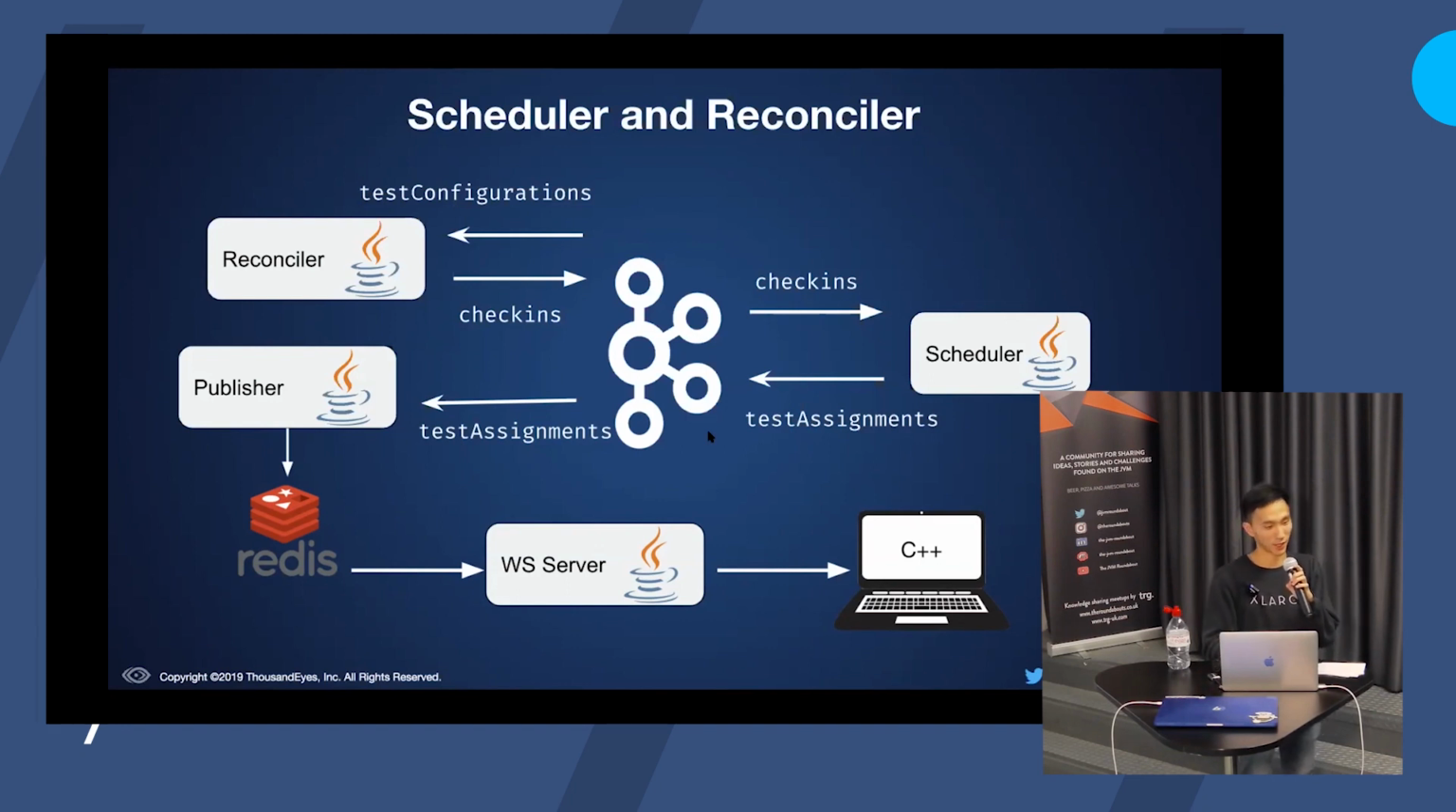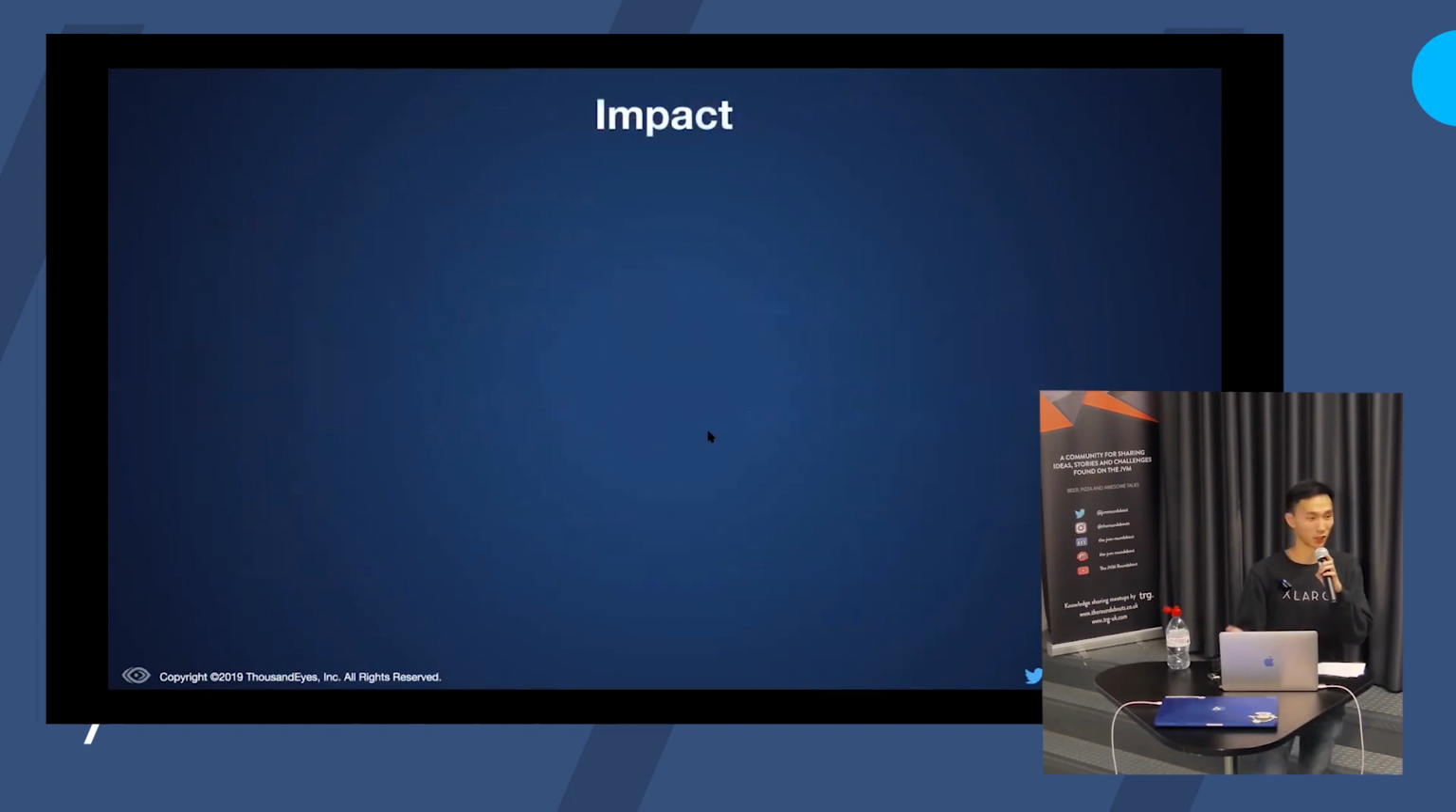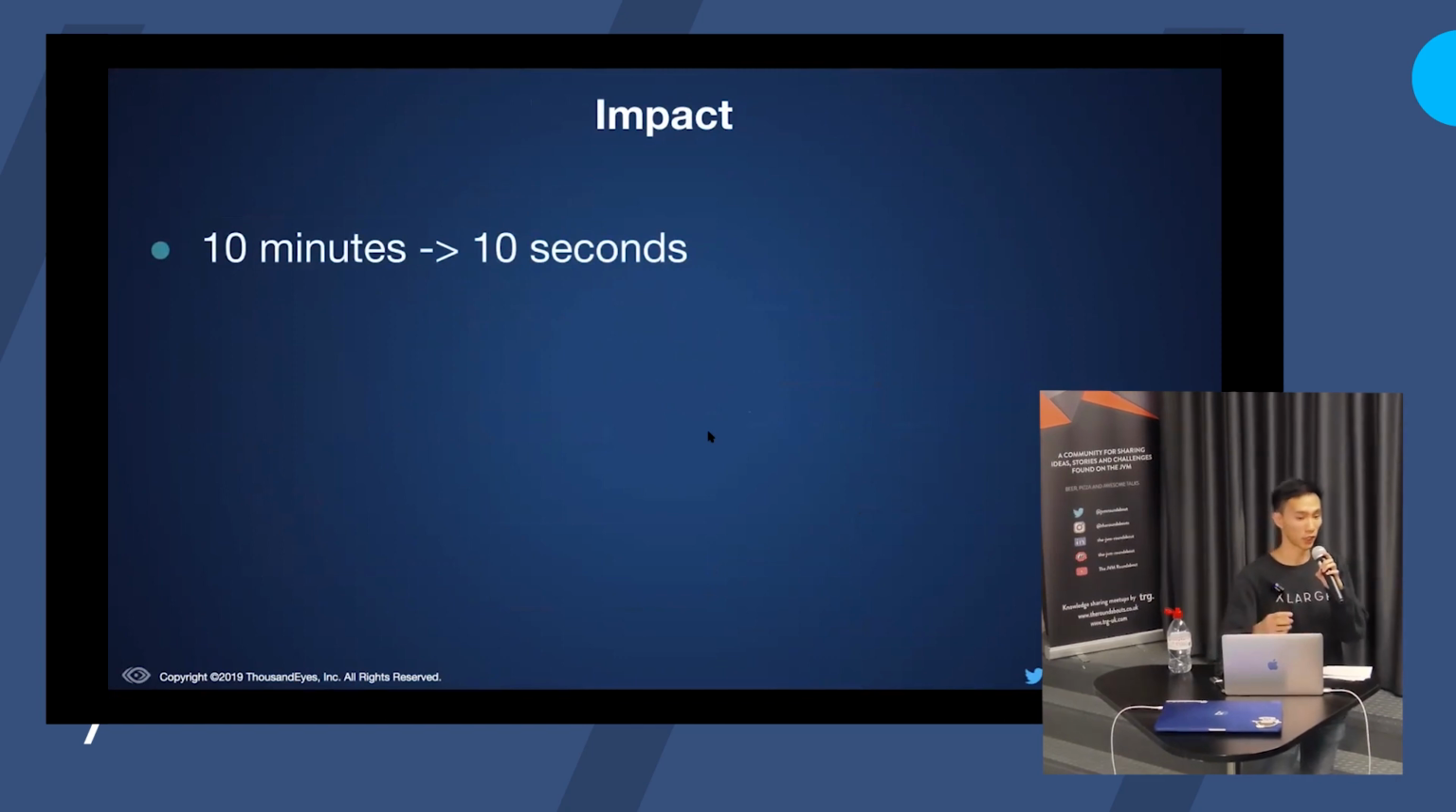What impact has it actually made, right? This is a couple months of engineering work, and if we have nothing to show for it, it's not very good. Now, when using the polling approach, it would take at least 10 minutes for a new configuration to be published to the agent, because that's just the polling interval, right? But with this WebSocket approach, we managed to minimize the time it takes for a test assignment to reach the agent from 10 minutes to 10 seconds, because we push it to the agent immediately once it's there. So that's a great improvement.